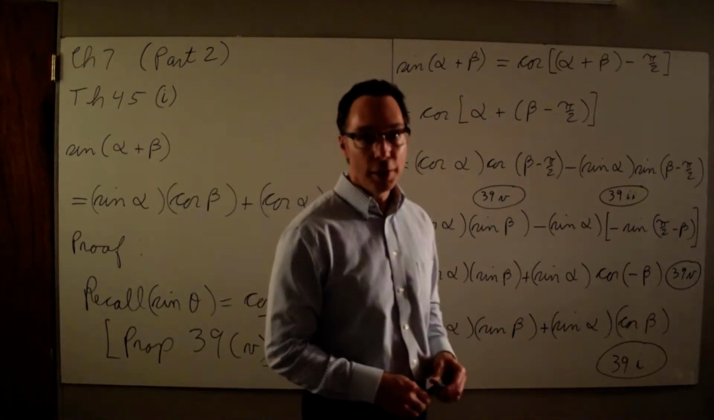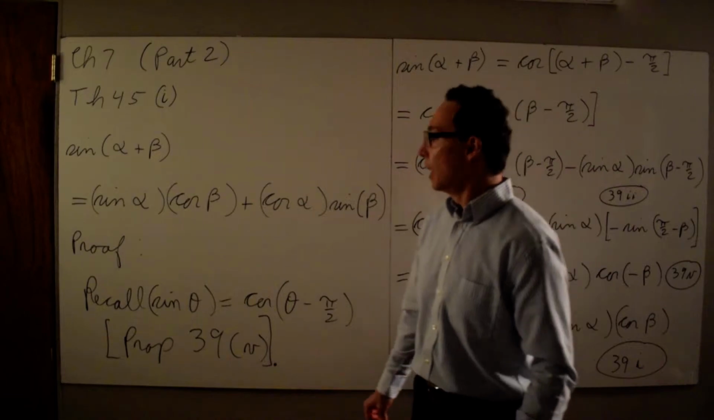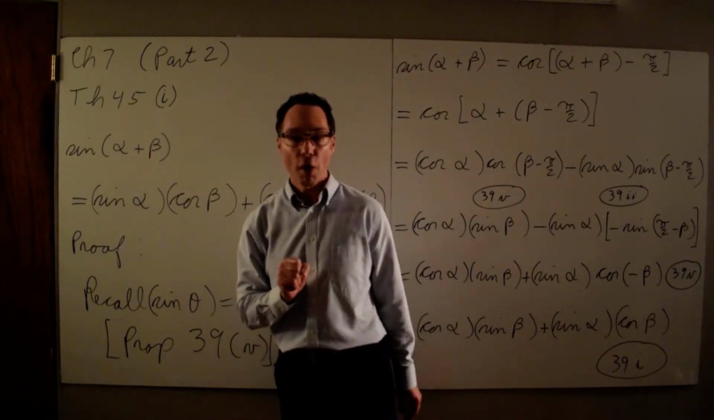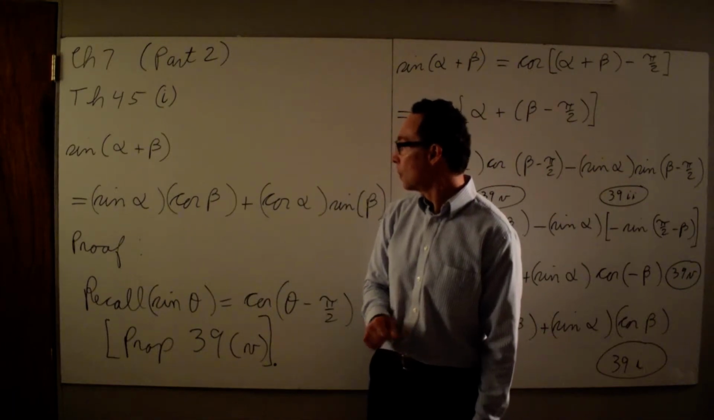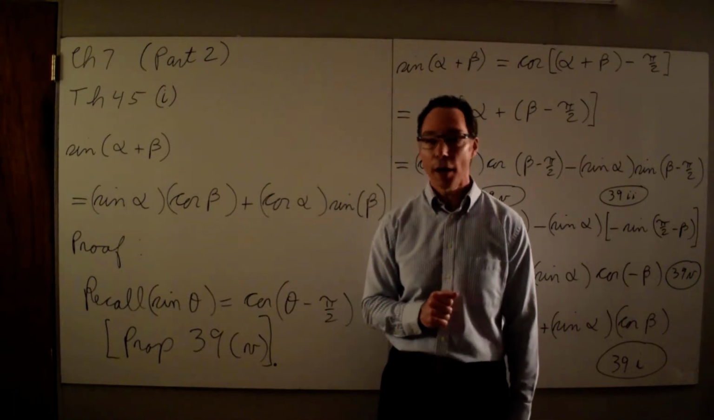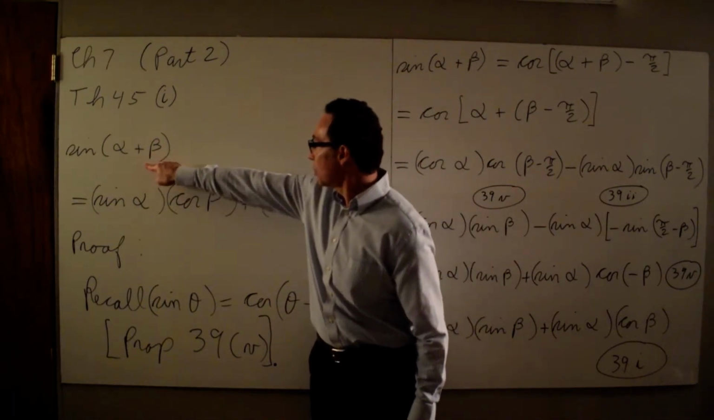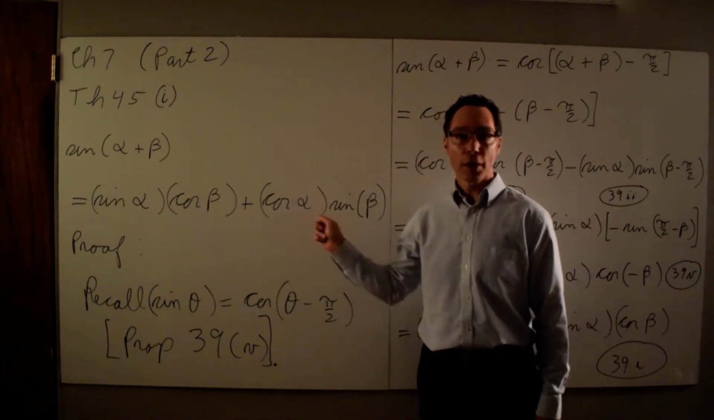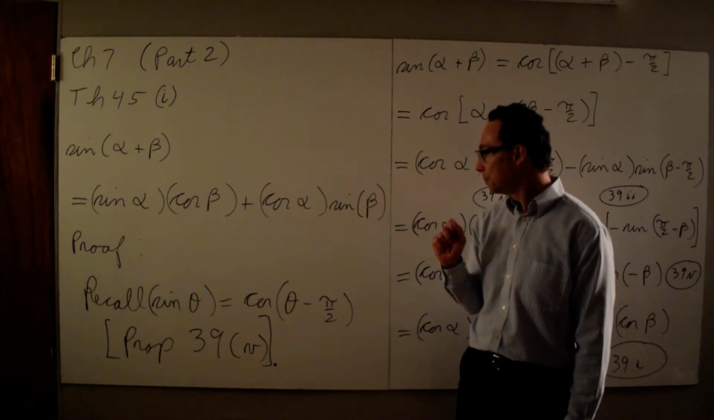This is the second video on Chapter 7. And in this video, we're going to prove Part 1 of Theorem 45 using Part 2. So Part 1 of Theorem 45 says that sine of alpha plus beta is sine of alpha times cosine of beta plus cosine of alpha times sine of beta.